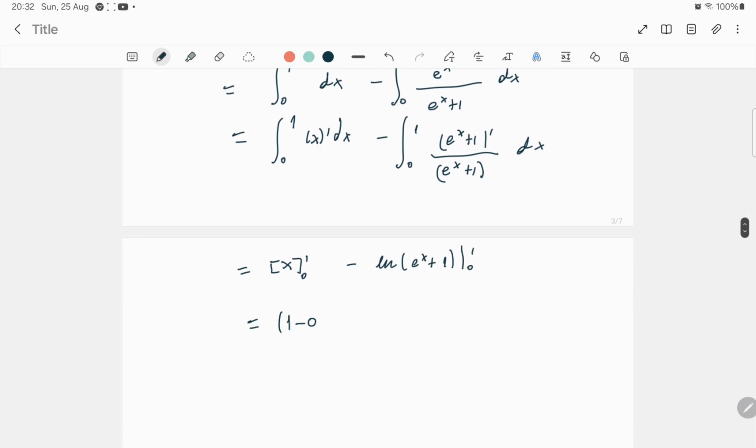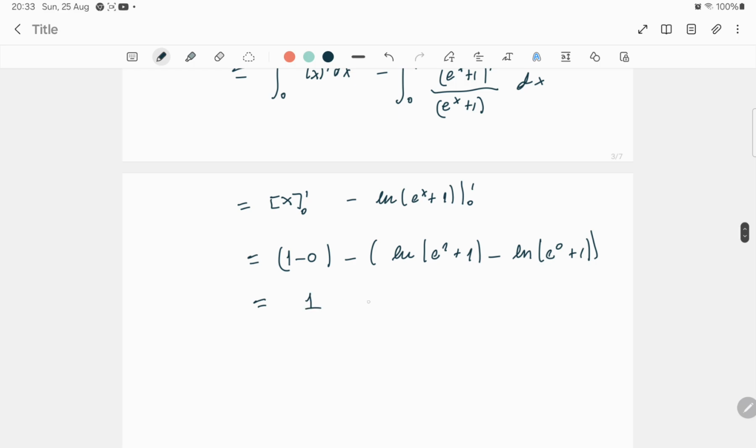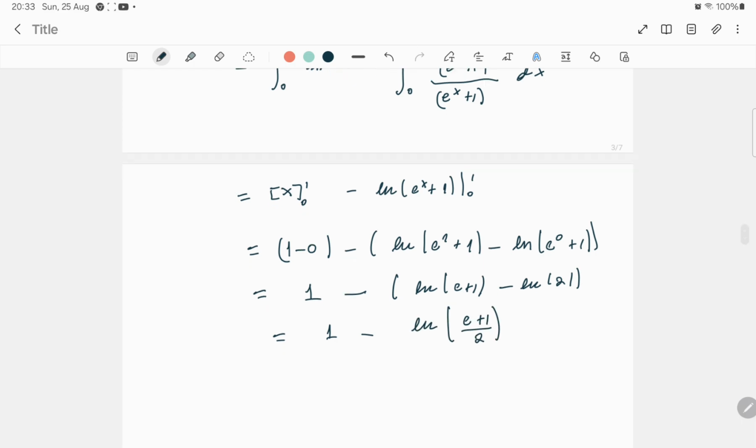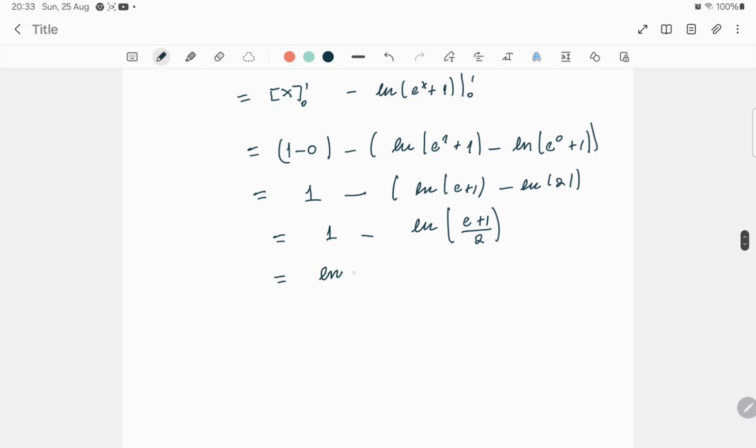So this is 1 minus 0 minus natural logarithm of e to the power of 1 plus 1 minus natural logarithm of e to the power of 0 plus 1. This gives me 1 minus the natural logarithm of e plus 1 minus the natural logarithm of 2. This is 1 minus the natural logarithm of e plus 1 over 2. This can be written as the natural logarithm of e, which gives me 1, minus the natural logarithm of e plus 1 over 2.